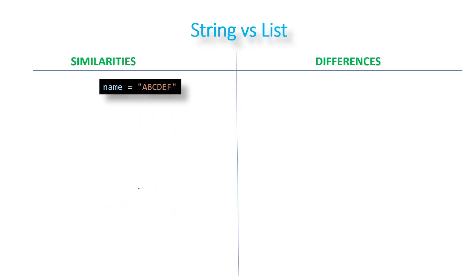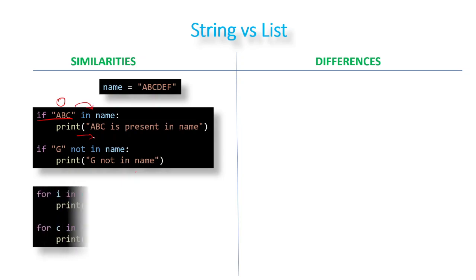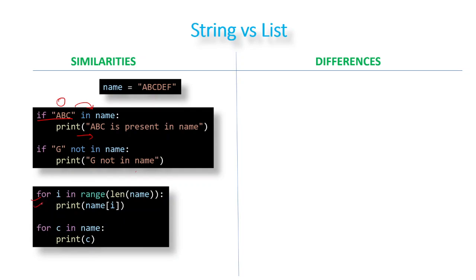Now let's see some other similarities. We have the if statement, the same as in list. If some element is present in the string, we can check that and print it. The same is the case for the for loop.